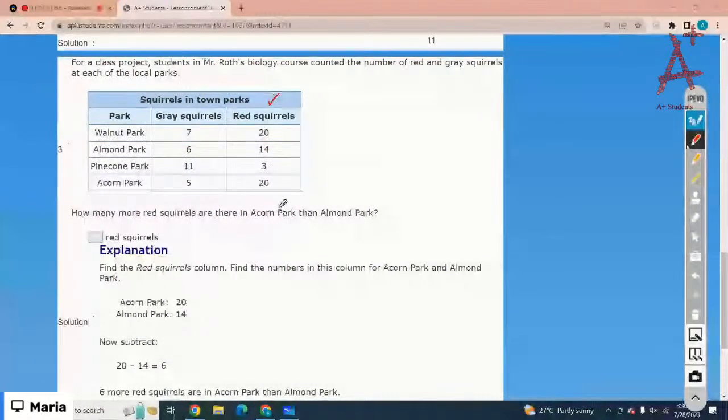For Akron Park, here is Akron Park and here is Almond Park. So in Almond Park, you have 14 red squirrels, and in Akron Park, you have 20 red squirrels. So you have to see how much more. You have to just subtract these values. So 20 take away 14 is 6. That means in Akron Park, you have 6 more squirrels than Almond Park, right?